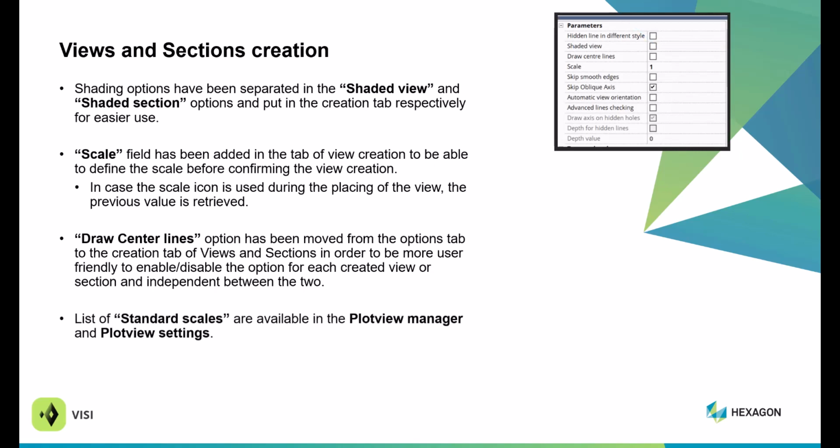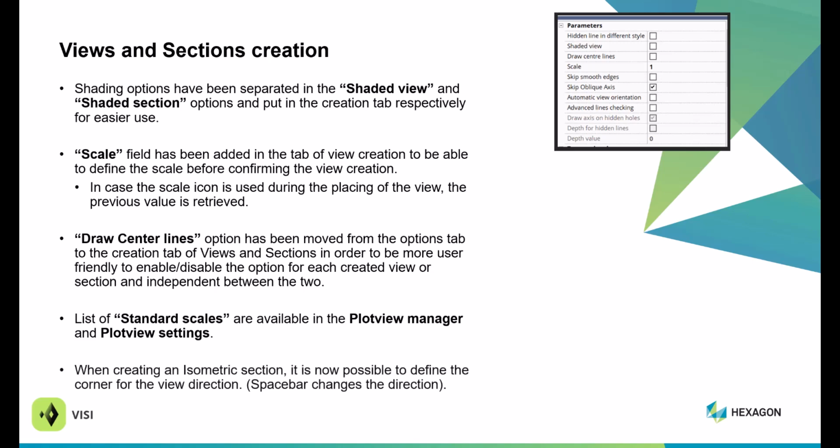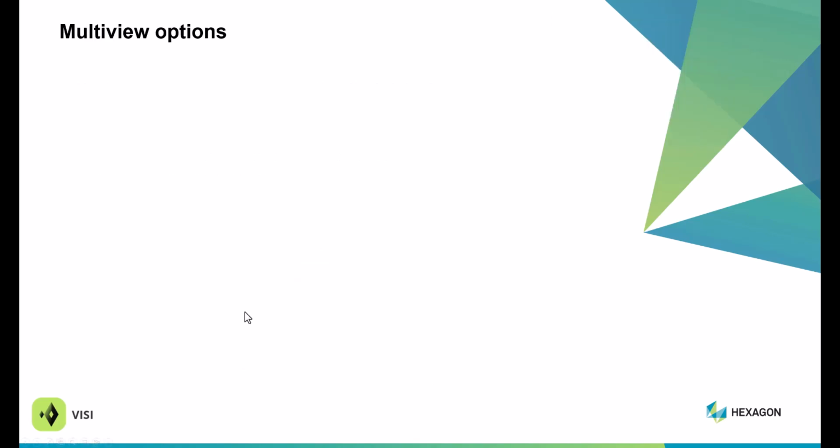And there is a list of standard scales in the plot view manager as well as in plot view settings. When creating an isometric view, it is now possible to pick the corner of the view direction and toggle the spacebar. So now we're going to go into the multi-view options.